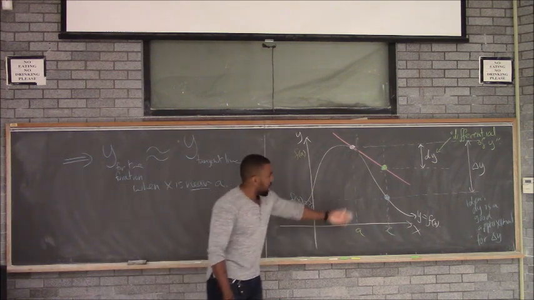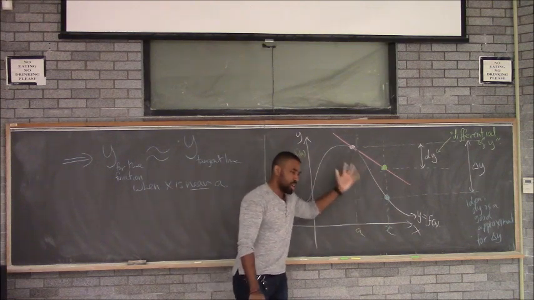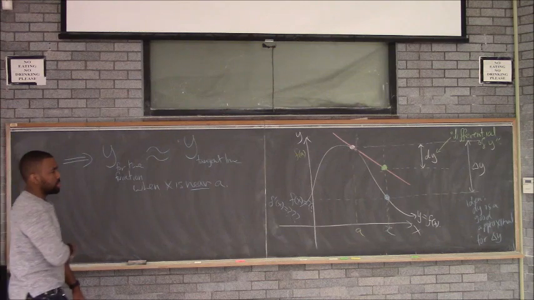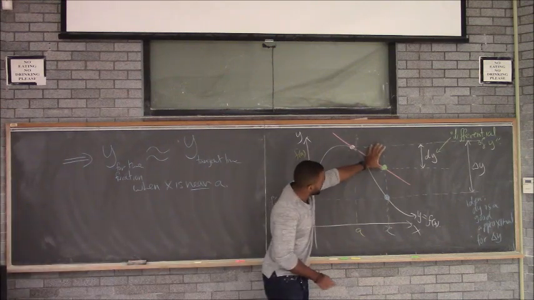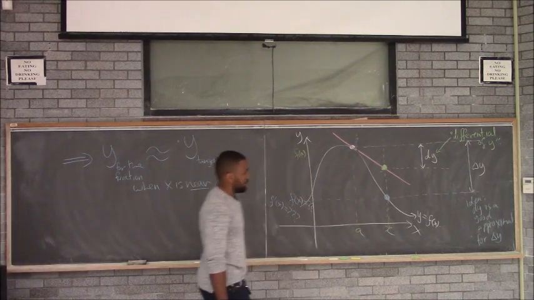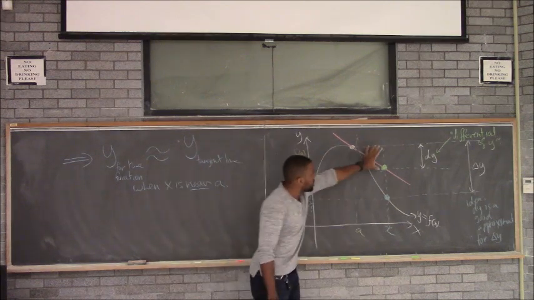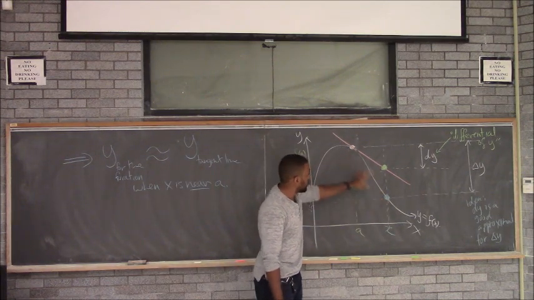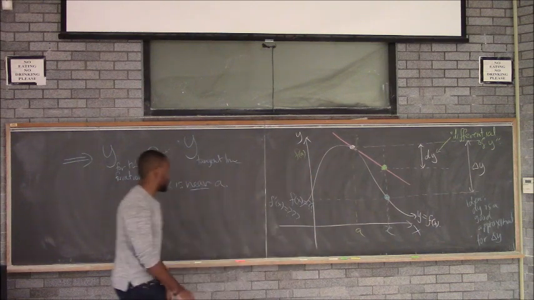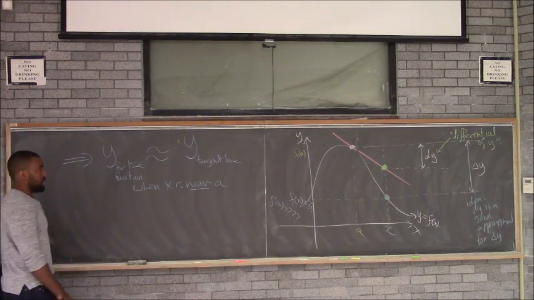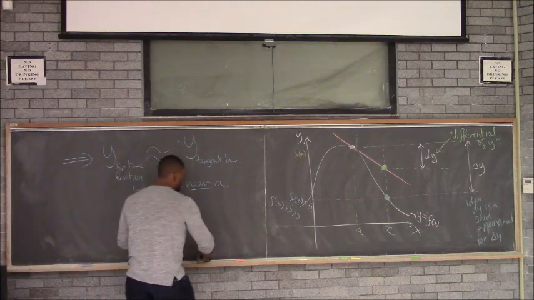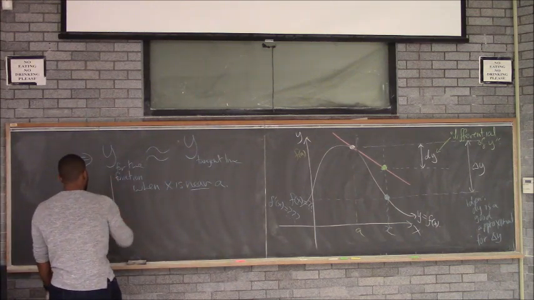So a is the point where I have all the information, x is the point where I don't have the information. But if a and x are very close together, the difference between the point on the tangent line and the original point, and the difference between the point on the function and the original point, they're going to be very similar. That's the idea. Now, the y value for the function is, of course, our f of x.